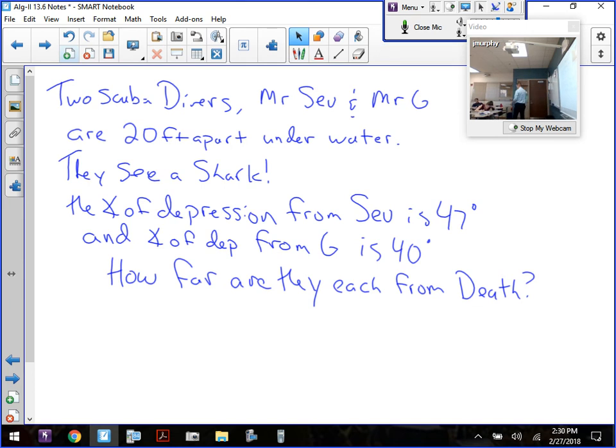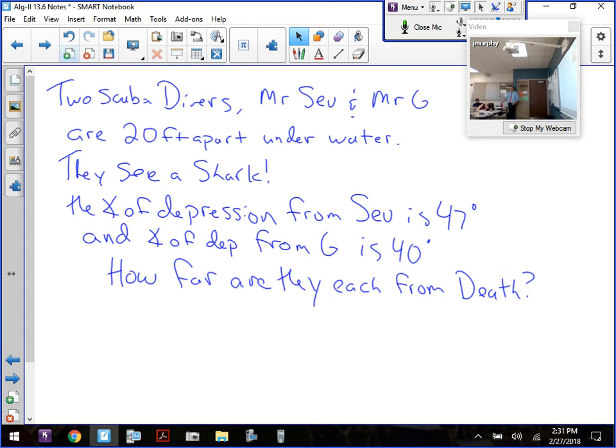Sorry, I didn't have this written out. I apologize for having to read my handwriting. So, anyway, two scuba divers, Mr. Seb and Mr. G, happen to be underwater at this time, and they are 20 feet apart. Okay? They see a shark. The angle of depression from Seb to the shark is 47 degrees, and the angle of depression from Mr. G to the shark is 40 degrees.